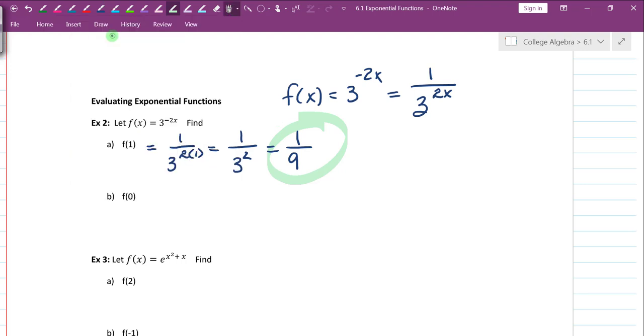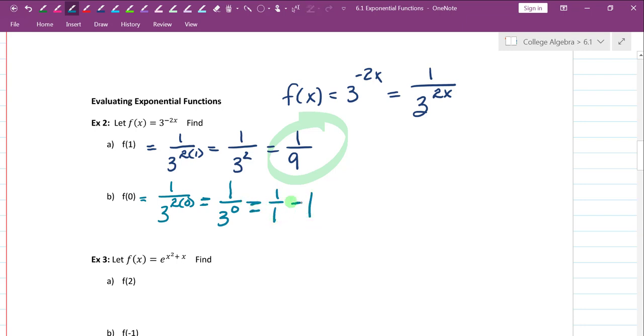F of 0 is going to be equal to 1 divided by 3 raised to the 2nd times 0, which is equal to 1 divided by 3 to the 0, which is 1 divided by 1, which is just 1.